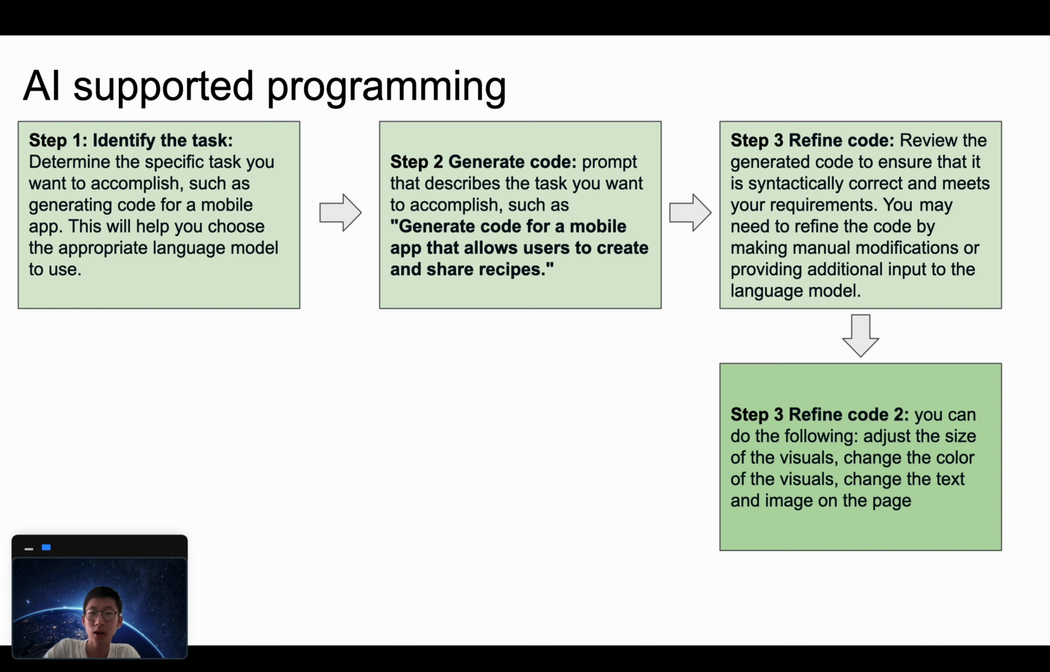So here's the rough structure for how we're gonna do it. First off, you identify the task. You think of what the AI should do for you. Second of all, you give the AI the prompt, which is, for example, generate the code for a shop page or for sharing recipes here. And then next of all, you review the code to make sure there's no bugs and make sure the logic follows what you want to do. And then finally, you refine the code, like you change the visuals, you change the color. I'm gonna show you all 4 steps in this video, so be ready.